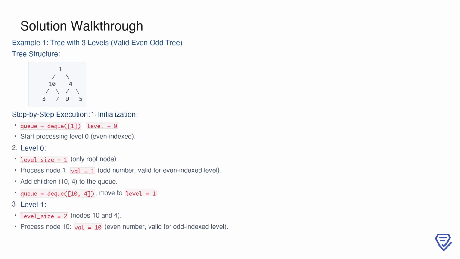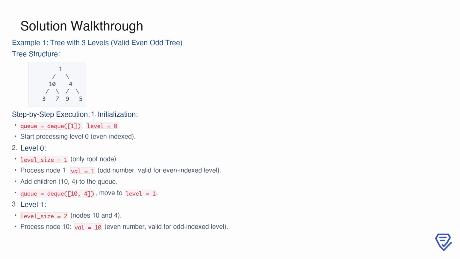In this example, we have a binary tree with 3 levels. Let's analyze if it satisfies the rules of an even-odd tree. We begin by initializing a queue with the root node, which is 1, and set the level to 0. At level 0, there is only one node, the root. Since the value of the root node is 1, which is odd, it satisfies the condition for an even-indexed level. We then add its children, 10 and 4, to the queue and move to the next level, level 1.